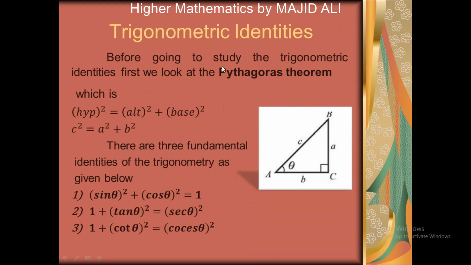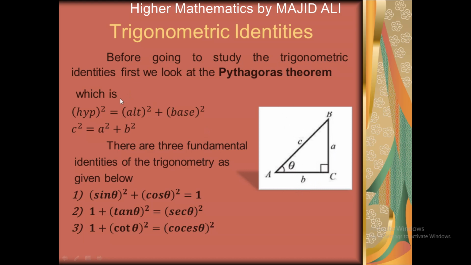Before going to study trigonometric identities, first we look at the Pythagoras theorem. What do we mean by Pythagoras theorem? Pythagoras theorem means that, as we already saw, the side opposite the right angle is the hypotenuse. The side opposite angle theta is the altitude, or opposite, or perpendicular, and the side along the theta is known as the base. We say that Pythagoras theorem is stated as the hypotenuse squared is equal to altitude squared plus base squared.